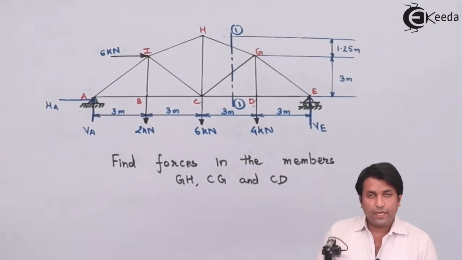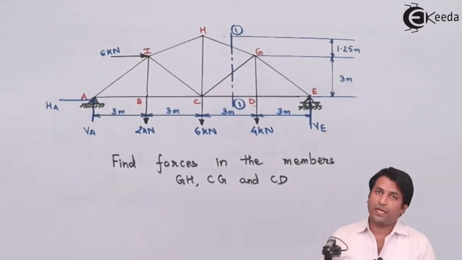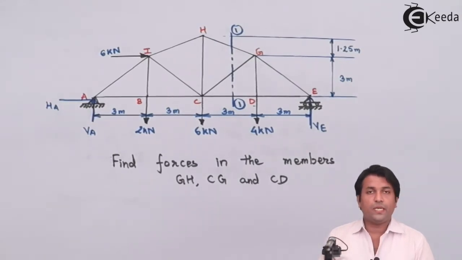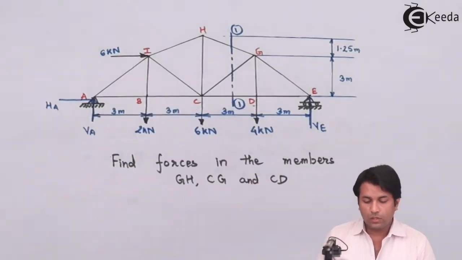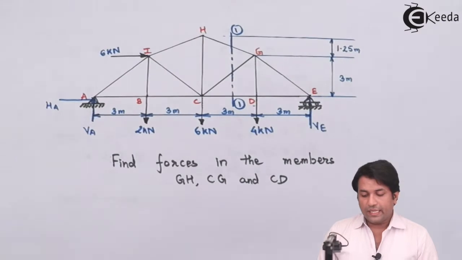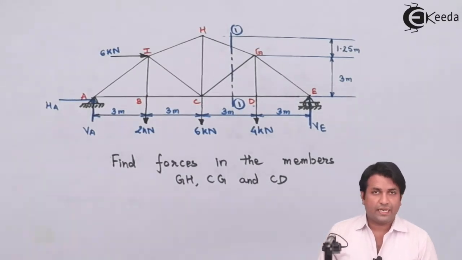Now, I need to find out the vertical reactions. So what I'm going to do is take moment about A. If I'm taking moment about A, what happens? The horizontal reaction acting at A becomes 0. The moment effect because of that becomes 0, and the moment caused by the vertical reaction at A is also 0. So all I'm going to have is the 6 kilonewton force acting at I, the 2 kilonewton force acting at B, the 6 kilonewton force acting at C, the 4 kilonewton force acting at D, and the vertical reaction acting at E.